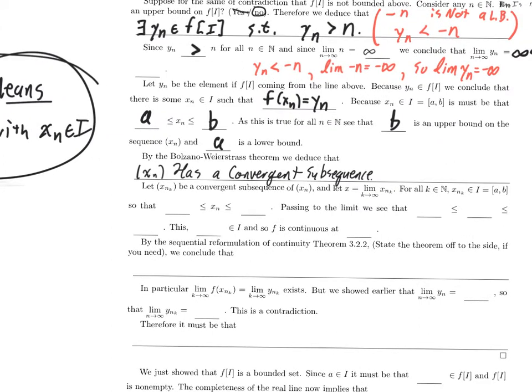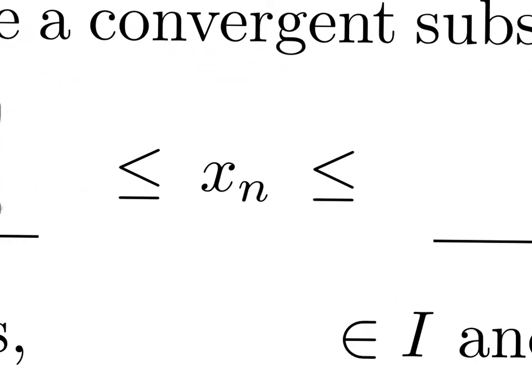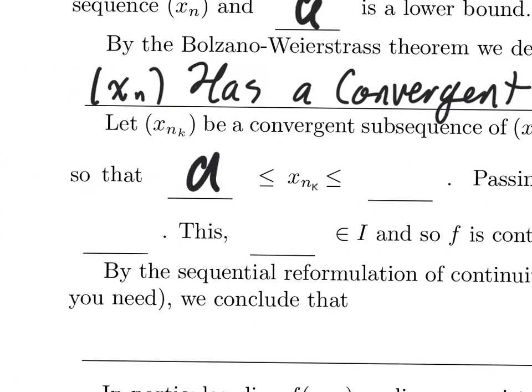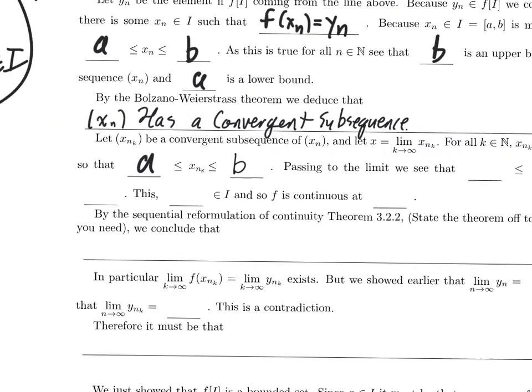So right now, what do I have? I have for every k and n, x sub n sub k. Well, I know that for every n, x sub n is between a and b. n sub k is certainly a natural number, so x sub n sub k is also in I, the interval from a to b. So I know that a is less than or equal to x sub n sub k is less than or equal to b. And I know that's true for every natural number k.